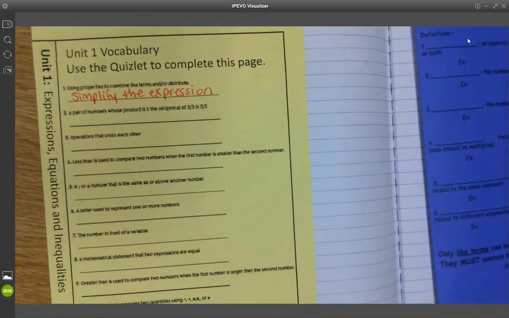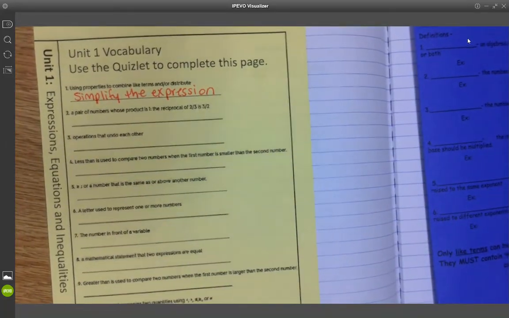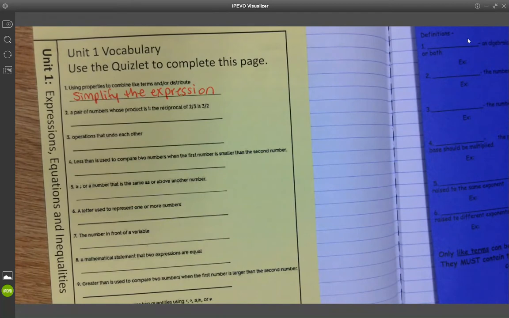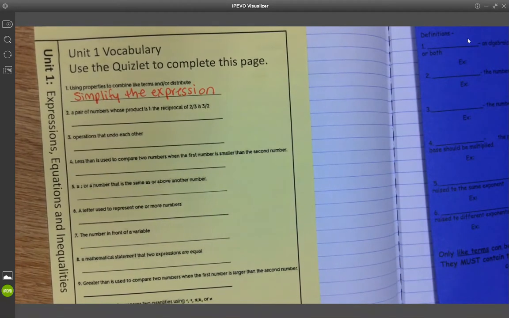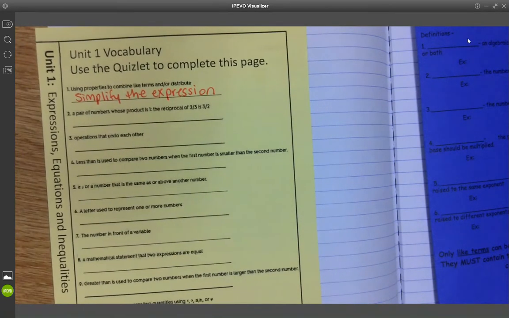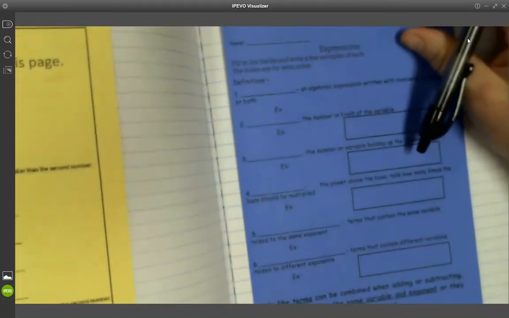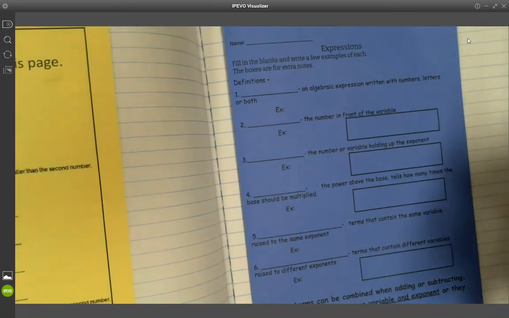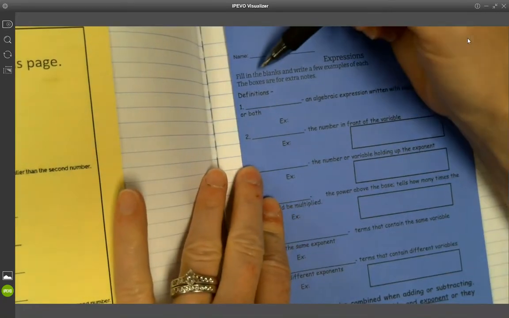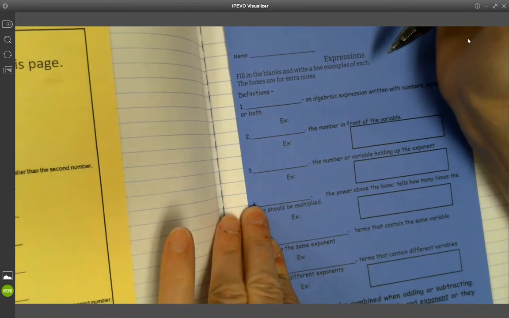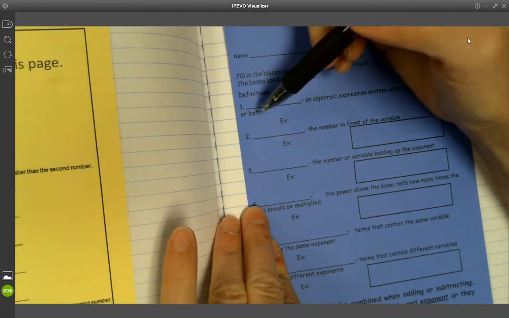You should have your vocabulary completed. After each unit, I will be grading your journal to make sure everything is complete. So your vocabulary needs to be done, and that's part of your journal grade, which is a quiz grade. So let's go ahead and look at our first foldable. So we are going to fill in the blanks and write a few notes, a few examples of each. The boxes are for extra notes.